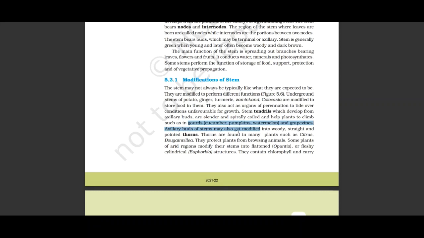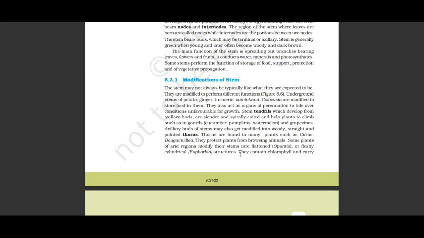Axillary buds of stem may also get modified into woody, straight, and pointed thorns. Thorns are found in many plants such as citrus and bougainvillea. You have to remember citrus and bougainvillea form thorns. They protect plants from browsing animals.